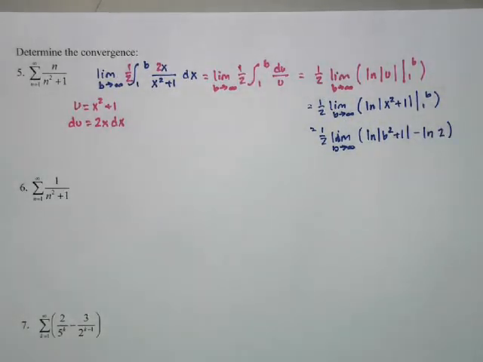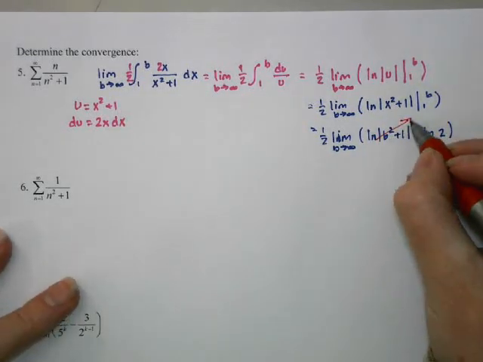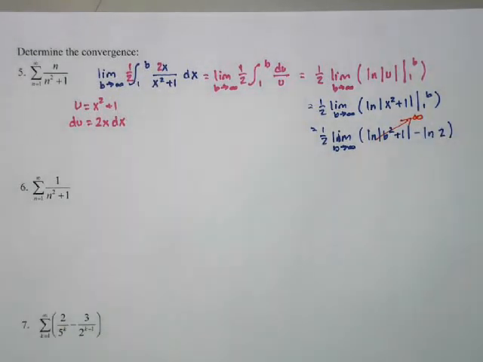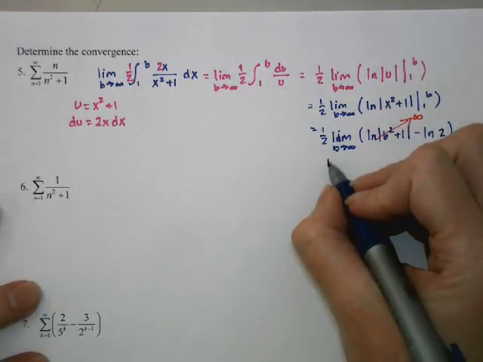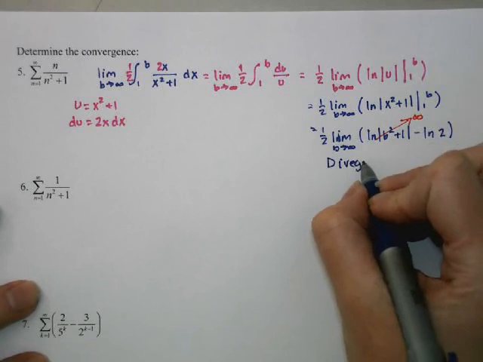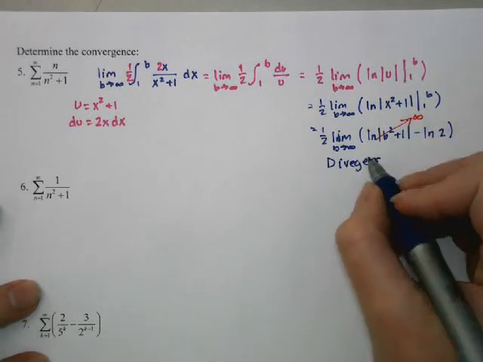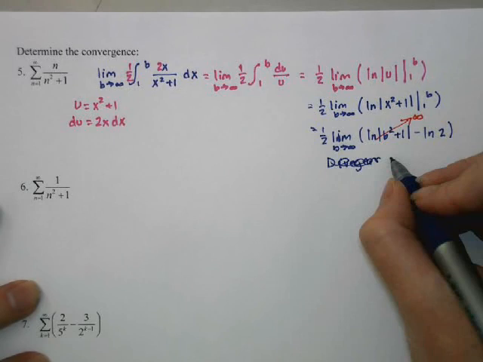Well, as b goes to infinity, the natural log is just going to grow and grow and grow. So since this integral diverges, both of these diverge.